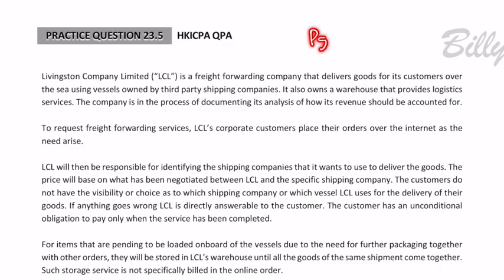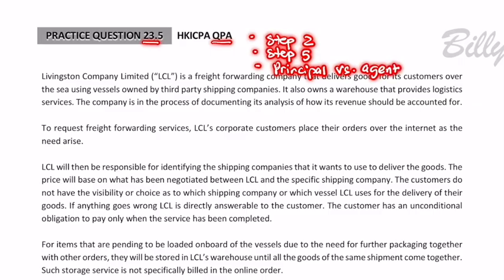Please refer to page 871. Question 23.5 is a modular question. This question is to discuss the applications of Step 2 and Step 5 of the revenue model together with the issue on principal versus agent transactions. Study the questions and understand the issue. We're going to discuss the question shortly.